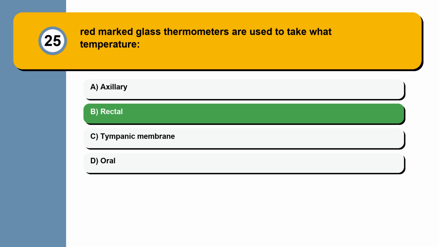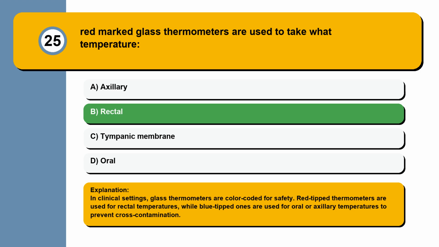Rectal. Explanation. In clinical settings, glass thermometers are color-coded for safety. Red-tipped thermometers are used for rectal temperatures, while blue-tipped ones are used for oral or axillary temperatures to prevent cross-contamination.